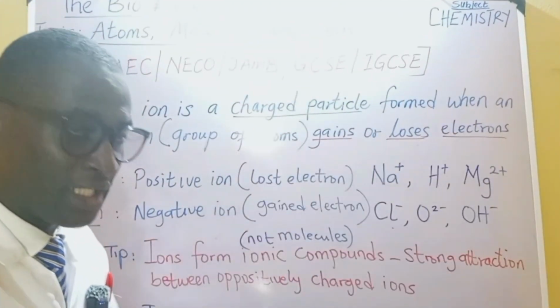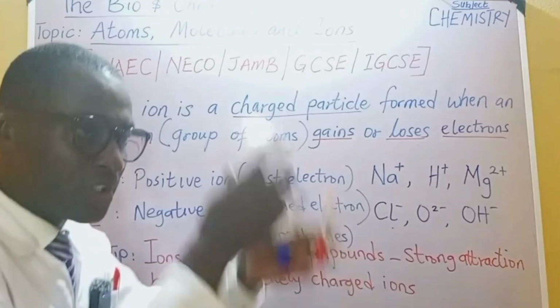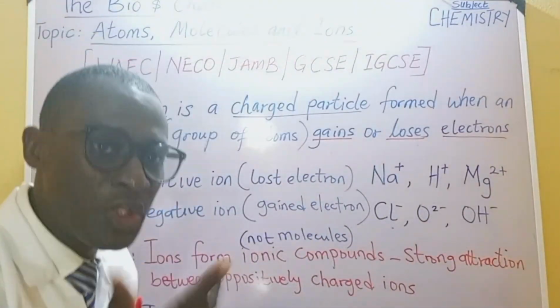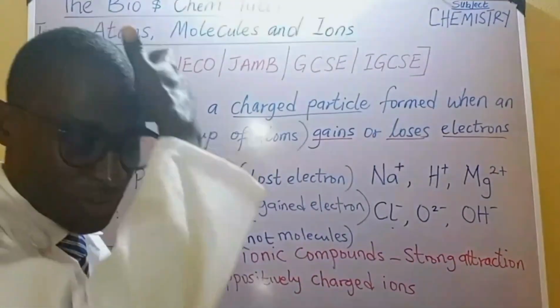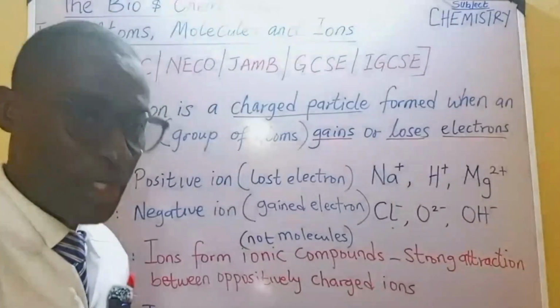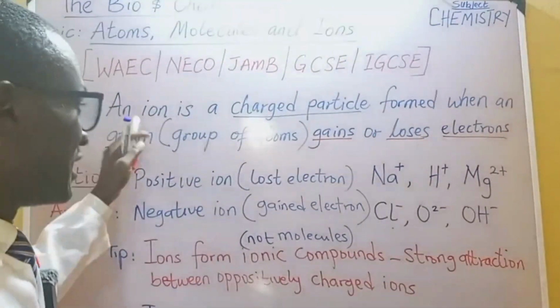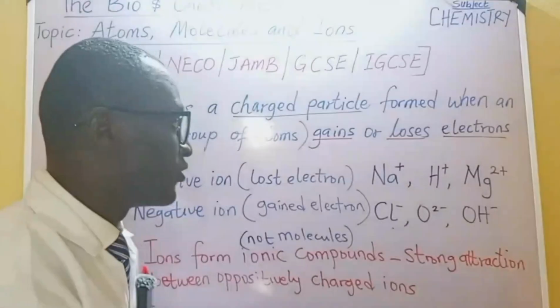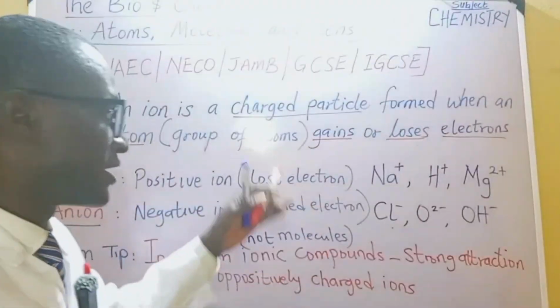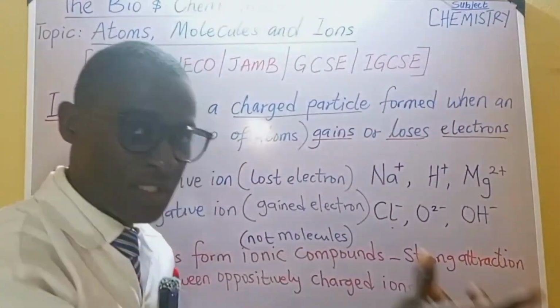We have mentioned what electrons are. Electrons can be transferred. Electrons can be shared. Electrons are the ones revolving around the nucleus, but the protons cannot be transferred. The protons cannot be shared. The protons are in the nucleus with the neutrons. So the electrons can be transferred and the electrons can be shared. But here, an ion is a charged particle formed when an atom or group of atoms gains or loses electrons.